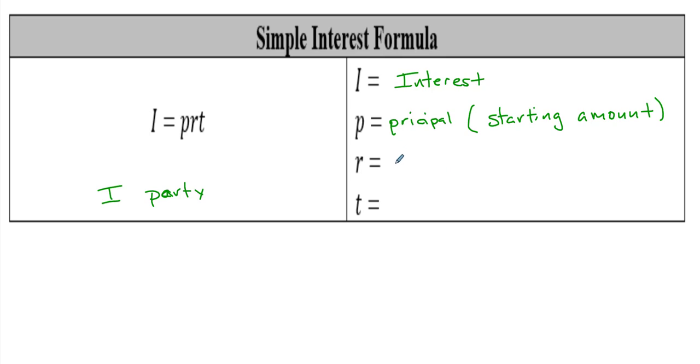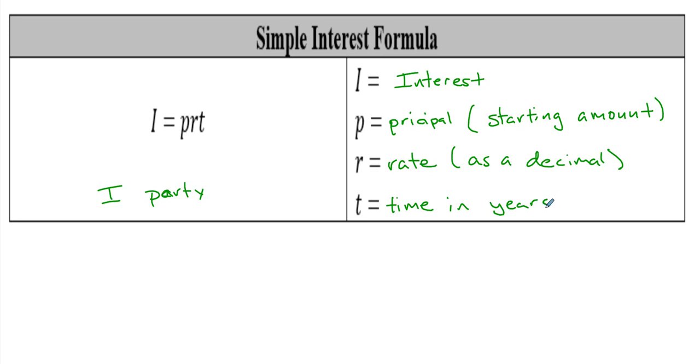Then we have rate for R, right? This is our rate, and this is always as a decimal. I know I am not a big fan of decimals, but for these types of problems, I am. And then T is equal to time in years.